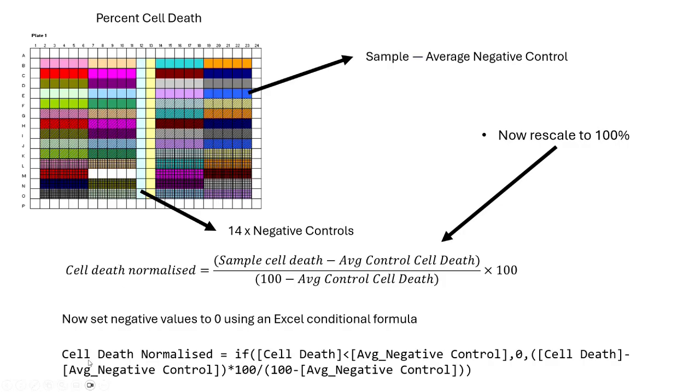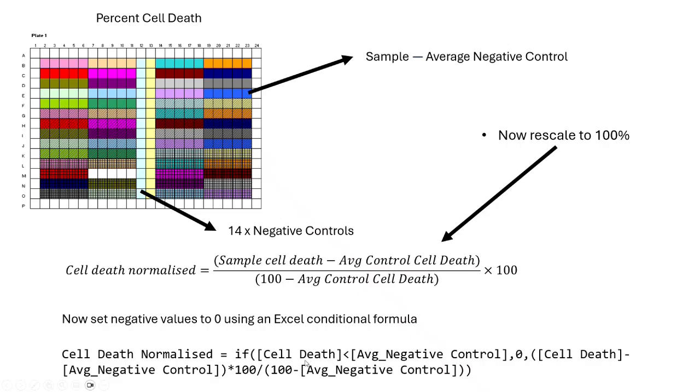So let's just go through it. It says cell death normalized. If cell death, so if one of these sample cell deaths, is less than the average negative control, put 0. If it's not, then use this formula, which is cell death minus average negative control, times 100, divided by 100 minus average negative control. So that's the formula.